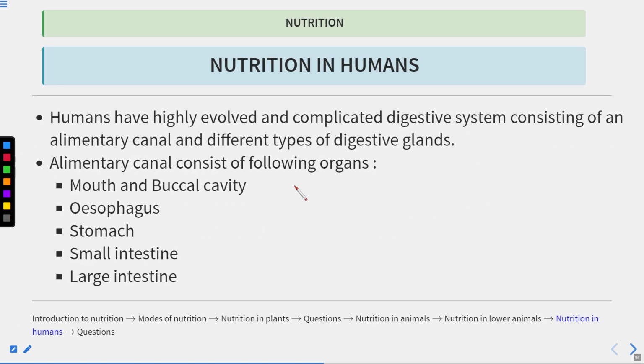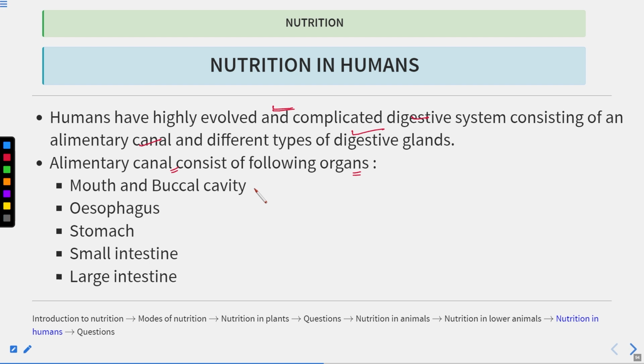Now let's talk about nutrition in humans. How do humans acquire nutrition? Earlier we were talking about nutrition in lower animals such as cockroach and grasshopper. Now we'll be talking about nutrition in complex and higher organisms, such as humans. Humans have a highly evolved and complicated digestive system consisting of the alimentary canal and different types of digestive glands. The alimentary canal consists of the following organs.